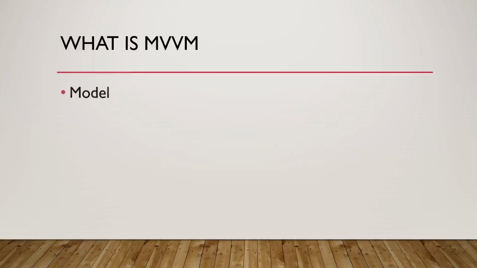So what is MVVM? It stands for Model, View, View Model. Each one of those is entirely separate. Models are your data objects. So if you've got an application that allows you to view and manage information about people, your object that's containing that information about people will go with your models.